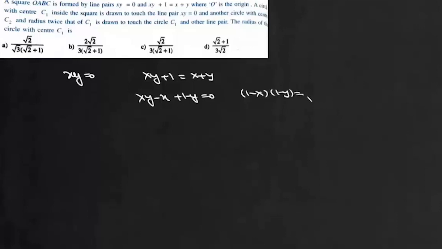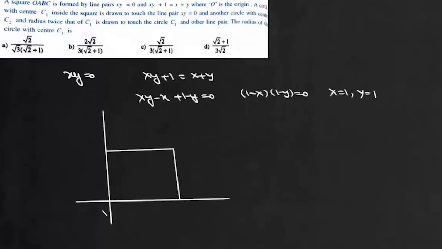So we can factorize this as (1 minus x) into (1 minus y) equals 0. So from here we'll get x equal to 1 and y equal to 1. So we'll have this square whose two sides are along the x-axis and y-axis, and the other two sides are along x equals 1 and y equals 1. So this is a square.